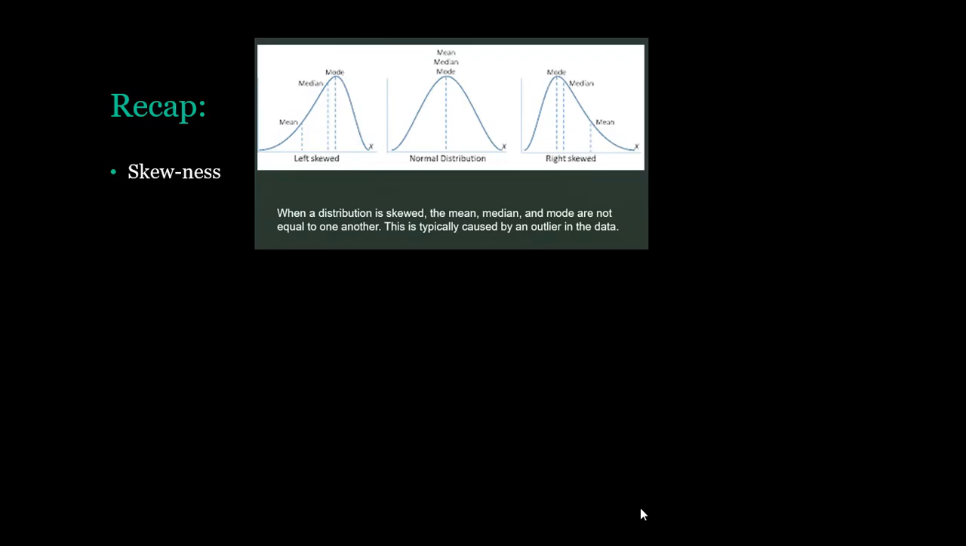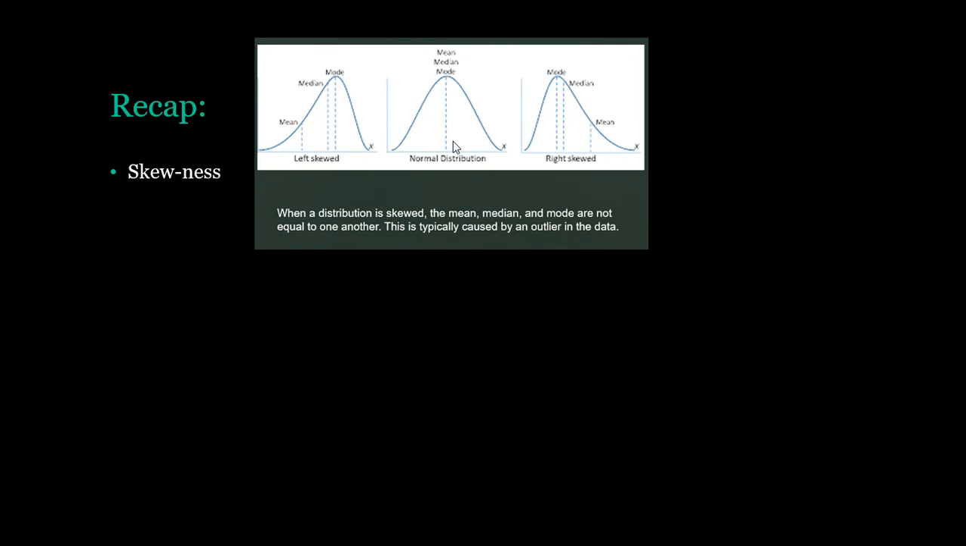Just a quick recap of what we talked about in the previous section: we talked a little bit about skewness, right? Is something normally distributed? Is it skewed to the left or right? Something that looks like this, right? If it's left skewed, the tail's on the left. If it's right skewed, the tail's on the right, like the kangaroo.